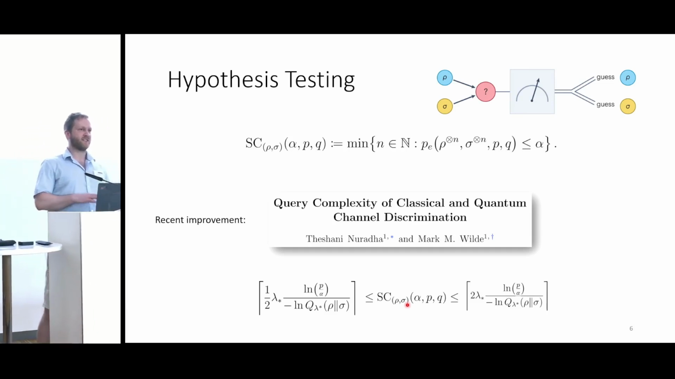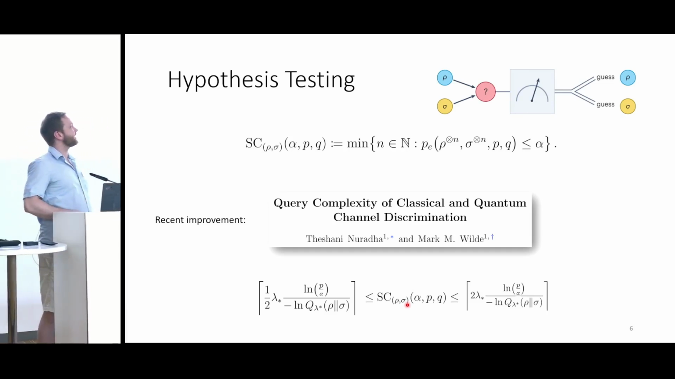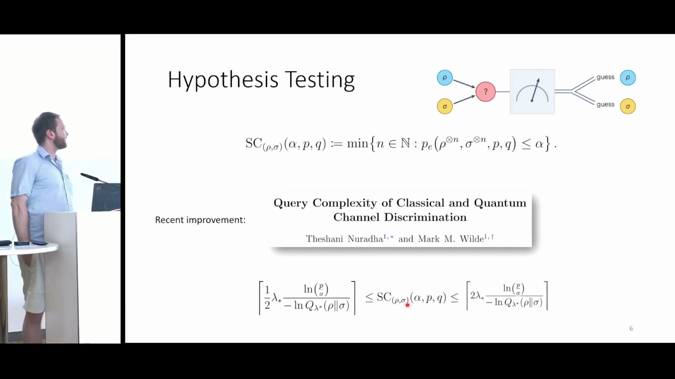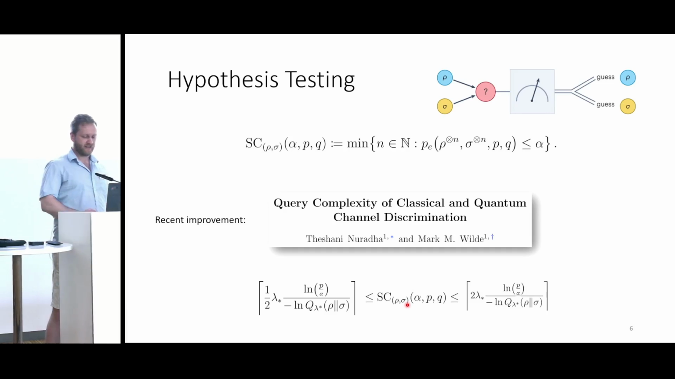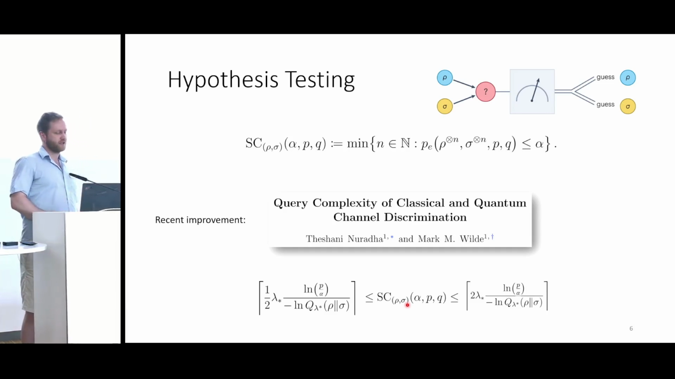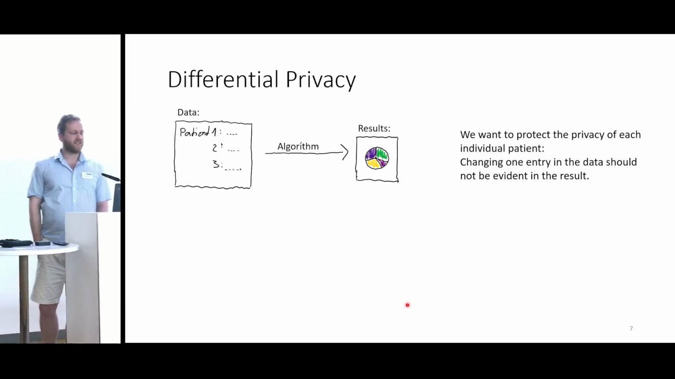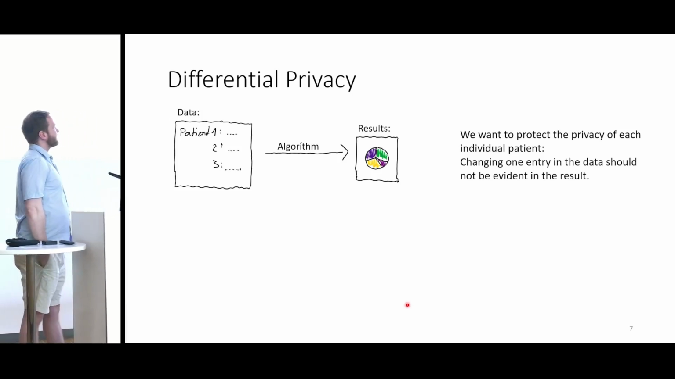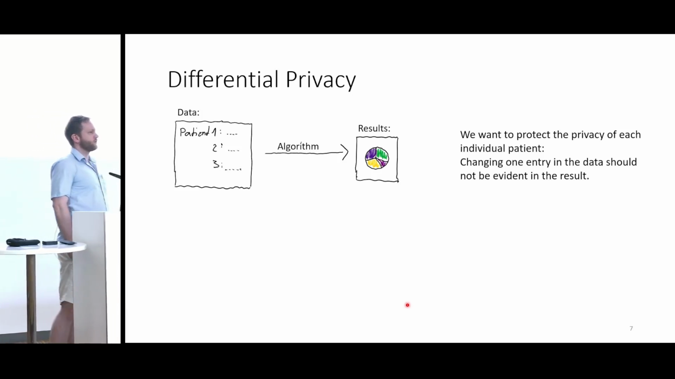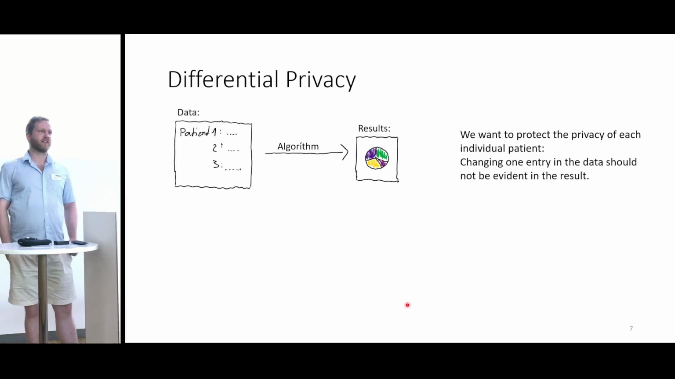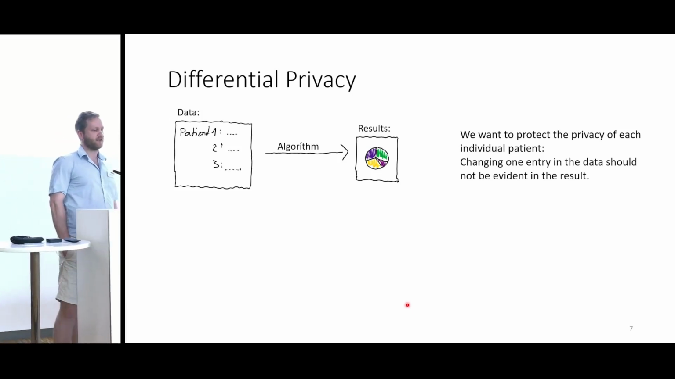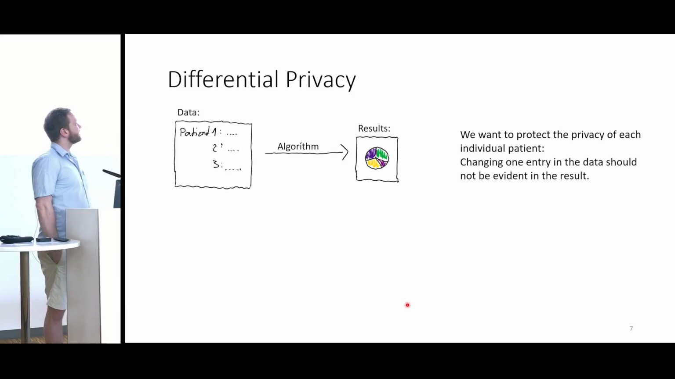That covers the introduction for the first half of the title. So now we have the sample complexity of hypothesis testing. The second thing is that I promised to talk about differential privacy. So let's talk about differential privacy, which comes foremost from the classical setting. I'll give you a hopefully intuitive example of what differential privacy means.